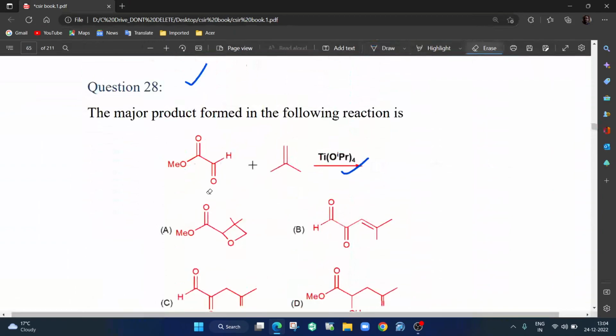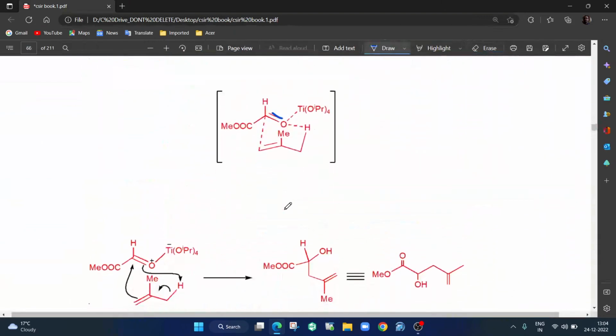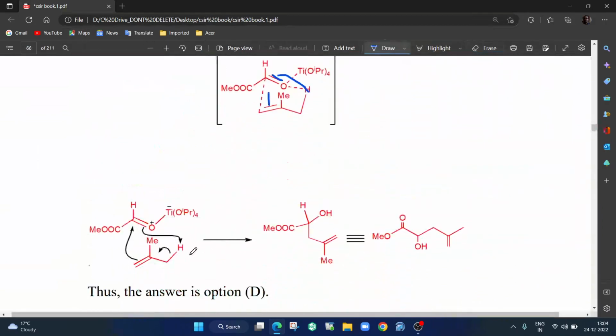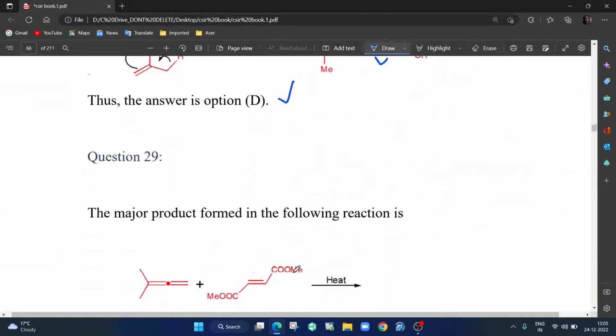So this is what reacts, and definitely ester cannot react, and what happens is now it goes to chair conformation because that is what is stable. So this comes up, this comes here, and this oxygen will take away proton like that, this goes and attacks here, and that's what happens. You can see here, and you're getting this product. So the answer is option number D.